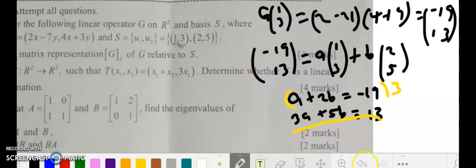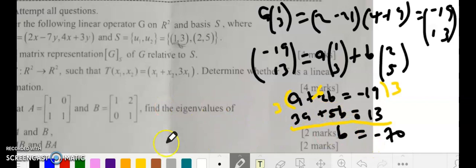We are trying to use elimination, sorry about that. Elimination: you multiply this by 3, and 3 times 2 will be 6, so that 3 minus 3 will go, and then we have 6 minus 5, this will simply remain b, and b is simply equal to... this becomes 3 times negative 19, which is negative 57, minus 13, so you have negative 70. So that is what we have.